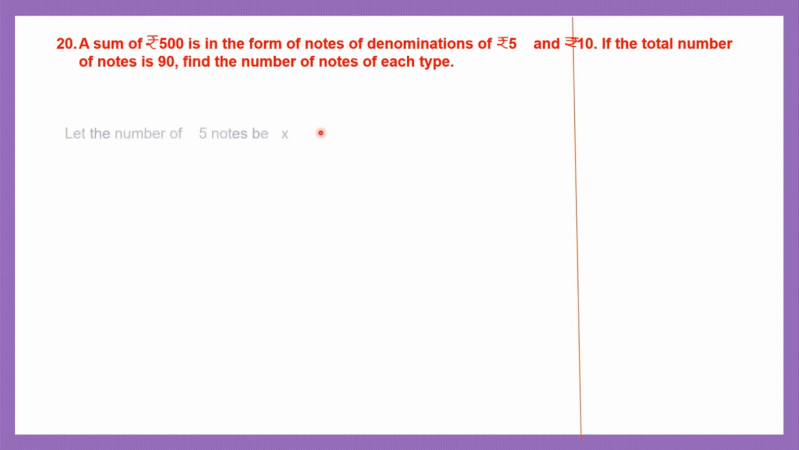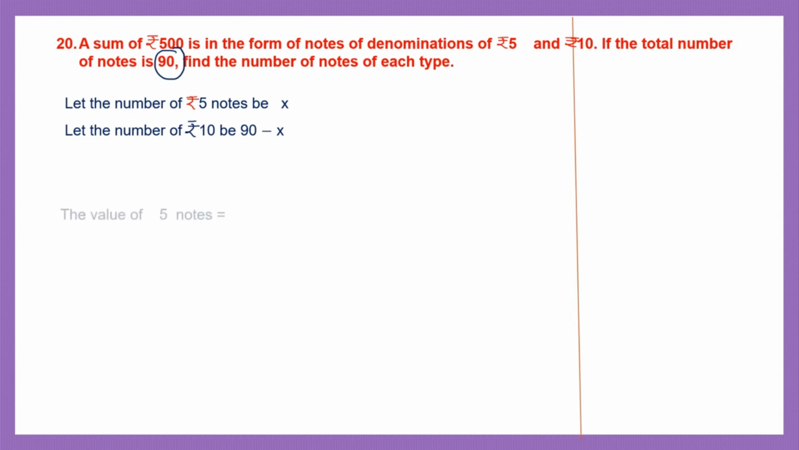So let's begin. Let the number of 5 rupee notes be x. Then in that case, the number of 10 rupee notes will be 90 minus x. How did we get 90? The total number of notes is 90, and from that, if you take away the 5 rupee notes, we'll get the 10 rupee notes, isn't it? That's how we got 90 minus x. So we have taken the number of 5 rupee notes to be x, and the number of 10 rupee notes to be 90 minus x.